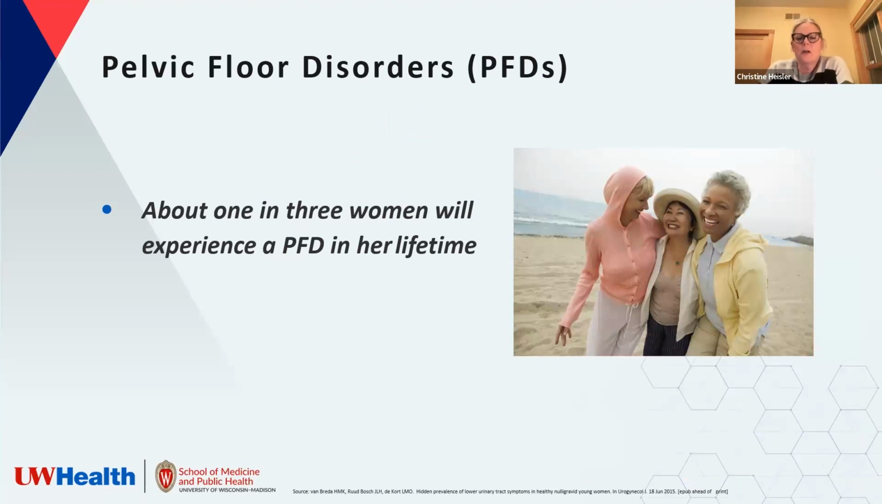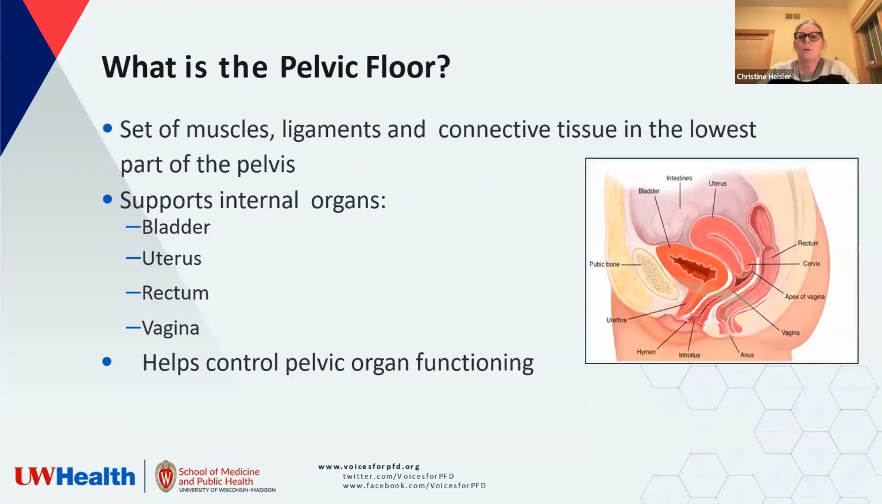So pelvic floor disorders are incredibly common. And in fact, about 1 in 3 women will experience a pelvic floor disorder in her lifetime. Next slide. So a common question is, what exactly is the pelvic floor? Well, the pelvic floor is a set of muscles, ligaments, and connective tissue in the lowest parts of the pelvis. It supports the internal organs, such as the bladder, the uterus, the rectum, and the vagina, and it helps control pelvic functioning. So we can see that gray bar across the bottom there, that's denoting where the pelvic floor would be. Next slide.